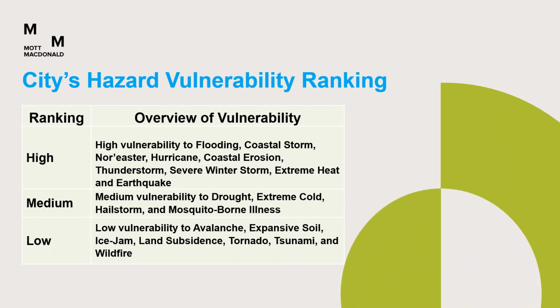Every 5 years, the city evaluates their hazard vulnerability rankings. High ranking include flooding, coastal storm, nor'easter, hurricane, coastal erosion, thunderstorm, severe winter storm, extreme heat, and earthquake. Medium vulnerability includes drought, extreme cold, hailstorm, and mosquito-borne illness. Low vulnerability includes avalanche, expansive soil, ice jam, land subsidence, tornado, tsunamis, and wildfire.